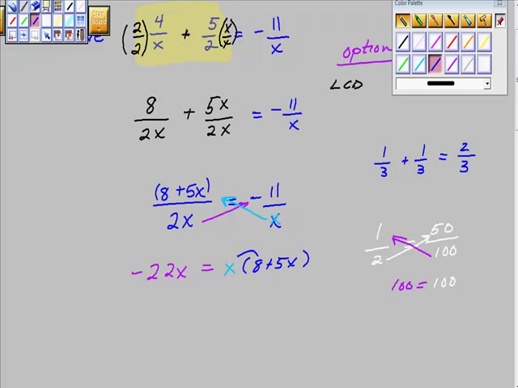And all I'm going to do is distribute to here and to here. And 8 times x is 8x, isn't that right? And x times 5x is positive 5x squared, isn't it? Is equal to, so it's going to bring this along, this negative 22x, we haven't used it yet.